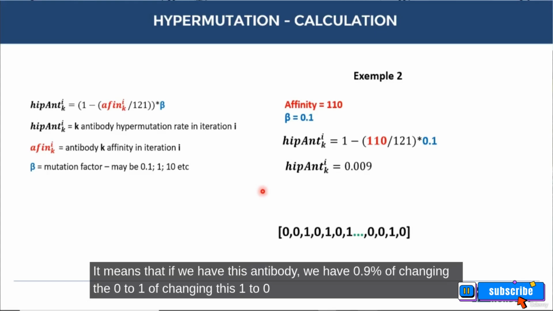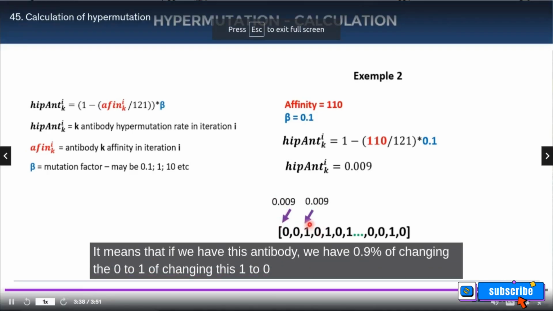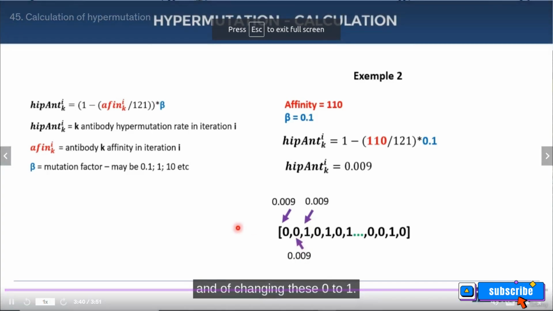It means that if we have this antibody, we have 0.9% of changing this 0 to 1, of changing this 1 to 0, and of changing this 0 to 1.